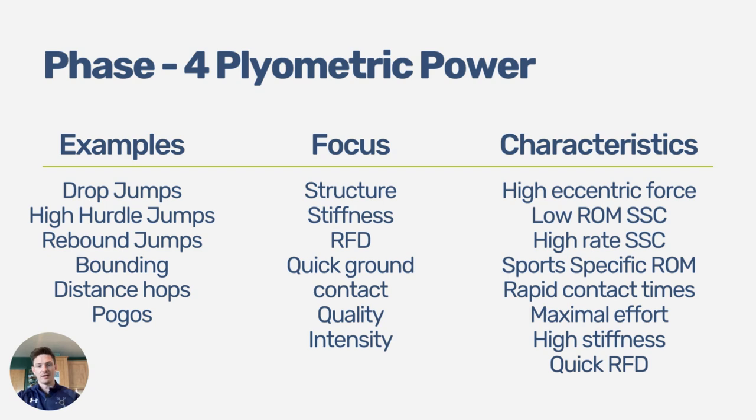So if you're dropping off a height, there's a big eccentric load, eccentric force. We've got maximal effort, again, high stiffness. There's a high rate stretch-shortening cycle. And lower range of motion, I guess, because you're not dropping into deeper positions than maybe we did at the start where we're doing a sit to jump.